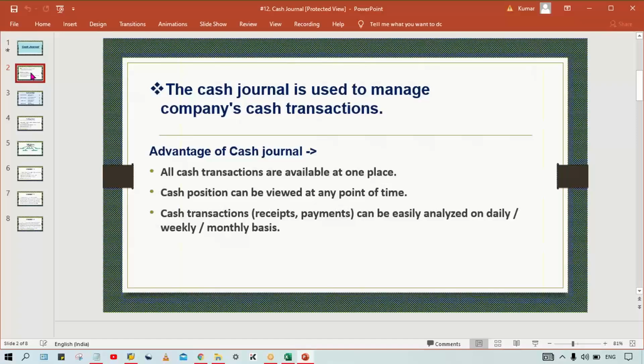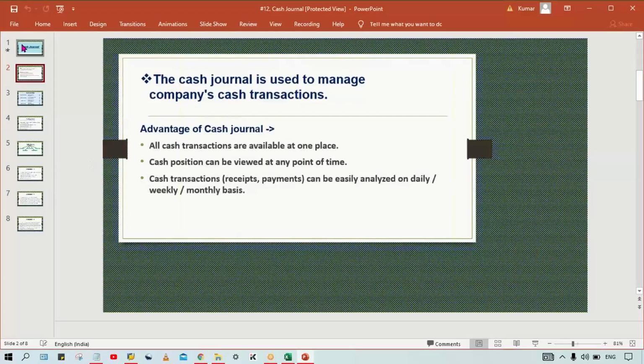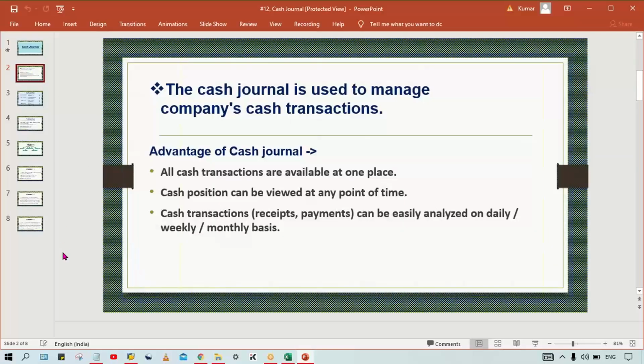So I said most of the transactions are happening on credit basis itself. Then what about these cash related transactions? Of course, small multiple transactions are there which happen on cash basis. As I said, most of the transactions are happening on credit basis, but still whatever 2% or 5% or 1% transactions are happening, there are certain small transactions that are happening on cash basis.